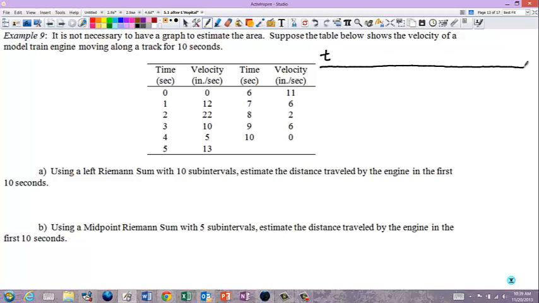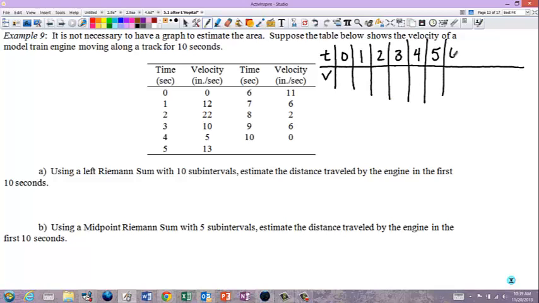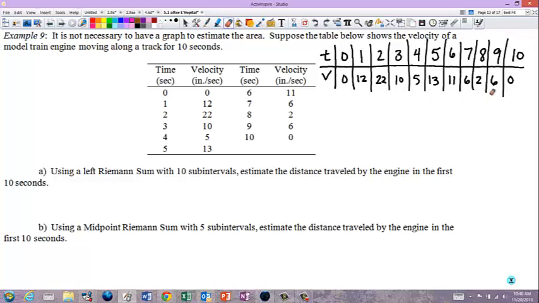Sometimes it's easier if they're written like this, time and velocity. Time goes from 0 to 10: 0, 1, 2, 3, 4, 5, 6, 7, 8, 9, 10. And then velocity: 0, 12, 22, 10, 5, 13, 11, 6, 2, 6, 0. Because I don't like how it's in two columns. That stresses me out and makes me angry. And I also don't like that this is not even, but that makes me less angry.